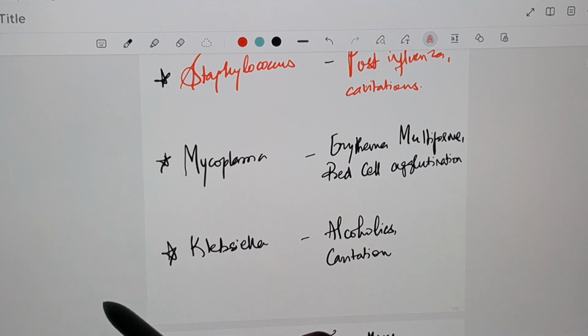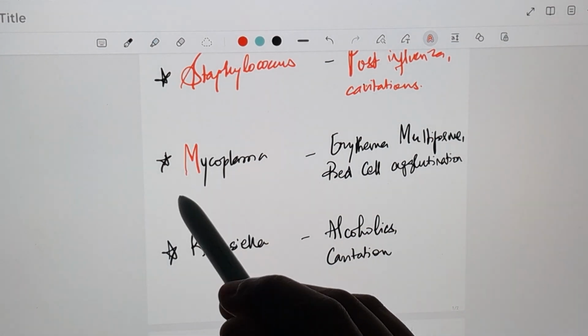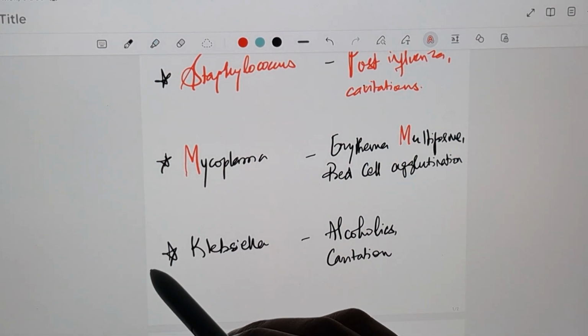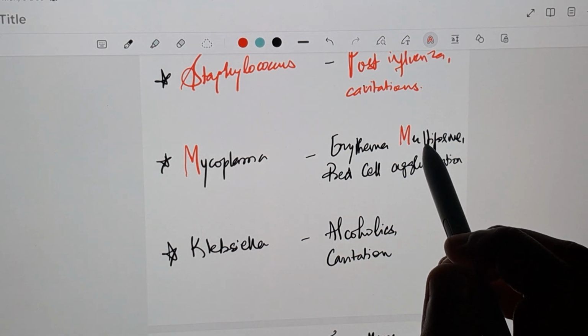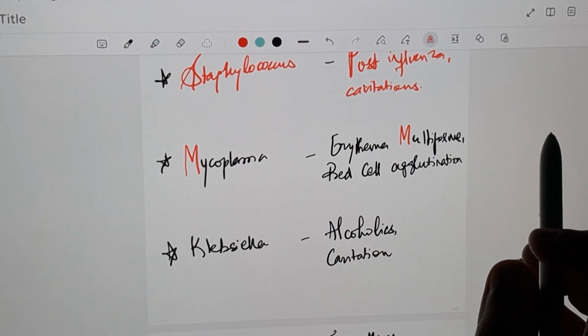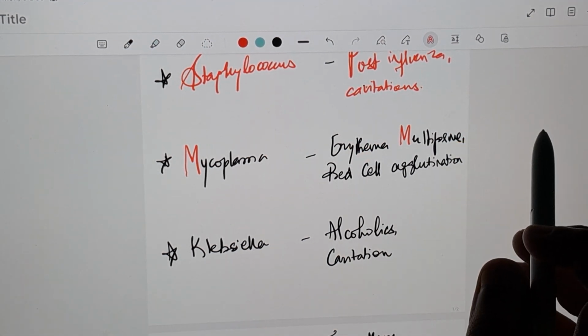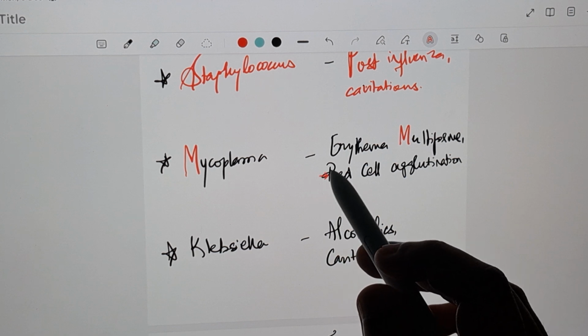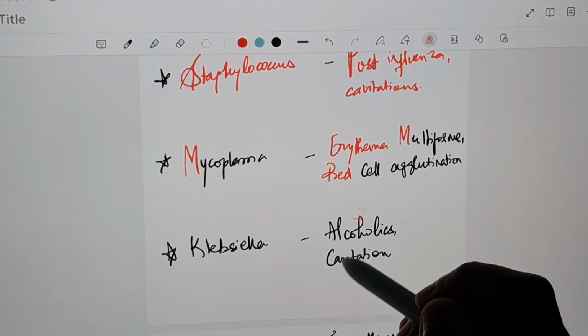Coming up next is Mycoplasma. It is associated with erythema multiforme. So you can remember it as M and M. And erythema, it's red, right? Erythema multiforme, target-like lesion. Erythema means red. Remember it with red cell agglutination.